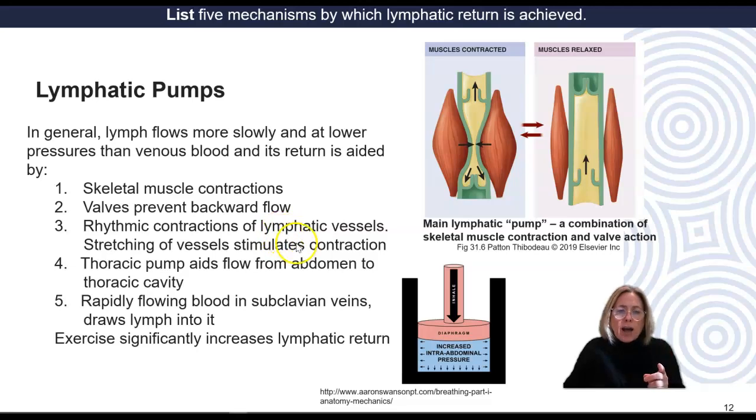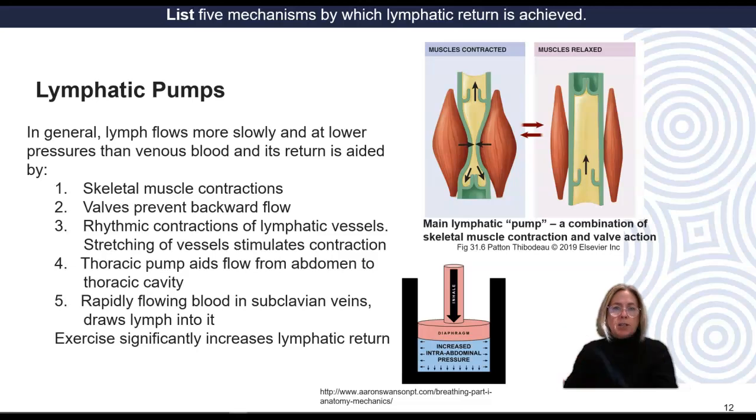Now, we also have some lymphatic vessels that rhythmically contract themselves, and that pushes lymph along. So they have smooth muscle, and that smooth muscle contracting will move the lymph, and stretching of those lymphatic vessels will stimulate that contraction. Now, we also have the presence of the thoracic pump, which aids flow of lymph from the abdomen to the thoracic cavity. Okay, and this is facilitated by the pressure changes that occur when we breathe in and out.